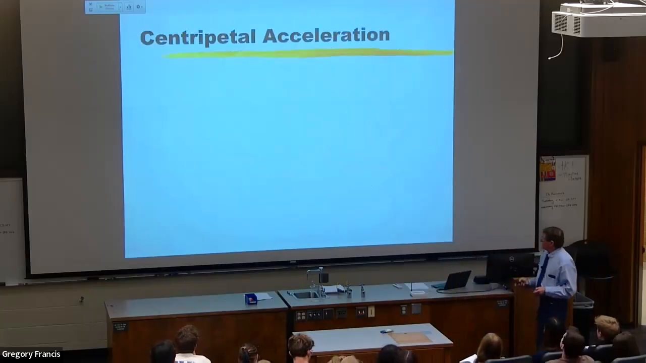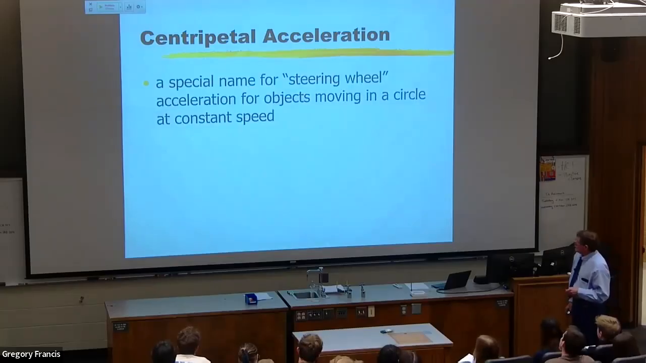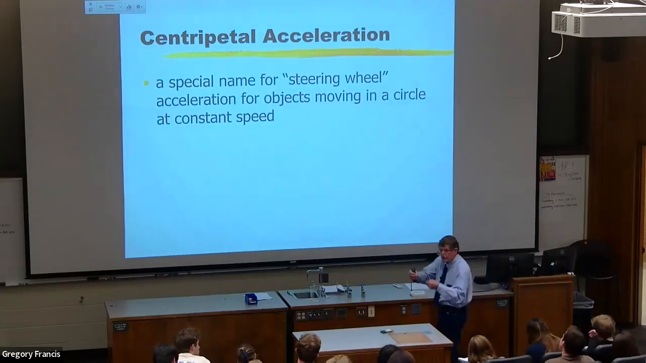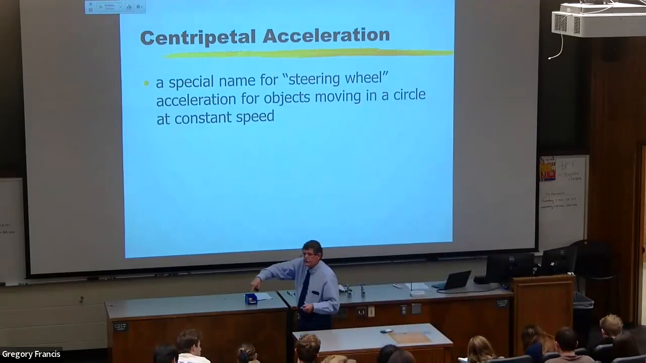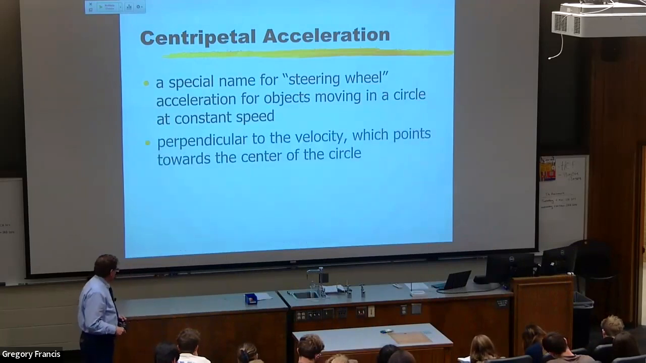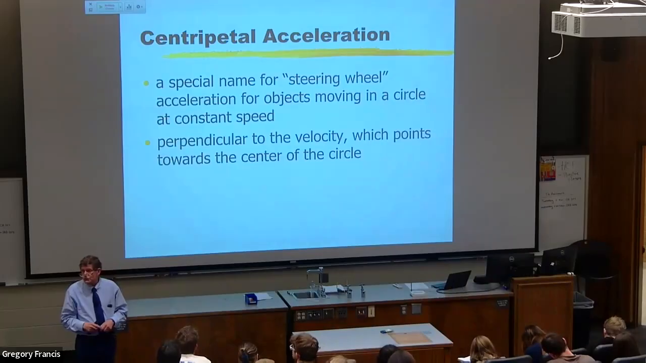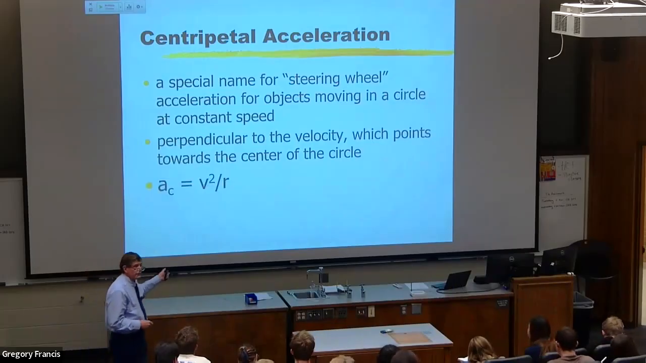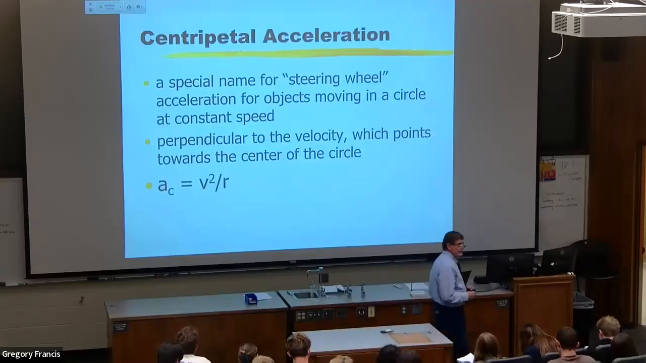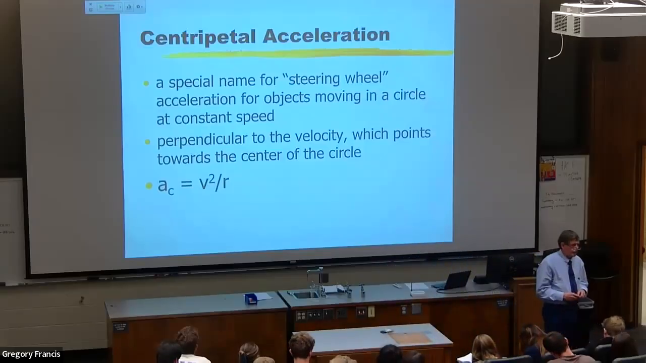Okay, so this is the summary. Centripetal acceleration is just a special name we give the steering wheel acceleration when we're going at constant speed around a circle. Okay, and it's perpendicular to the velocity, which for a circle points towards the center of the circle. Hence the name center seeking. And this is the new stuff. And this will be on the front page of your exam, v squared over r. The acceleration is v squared over r.